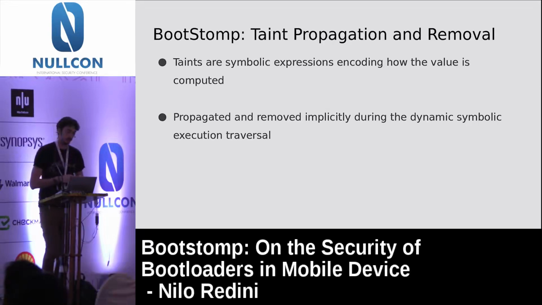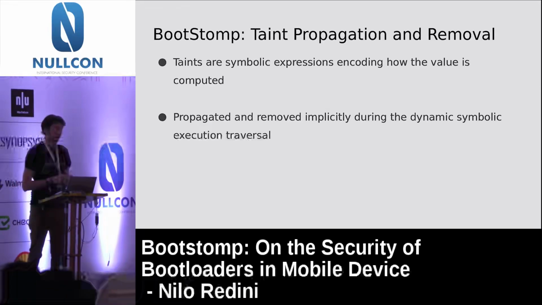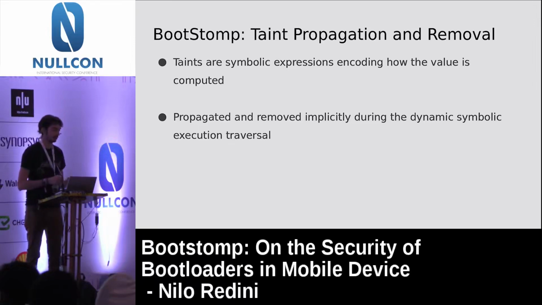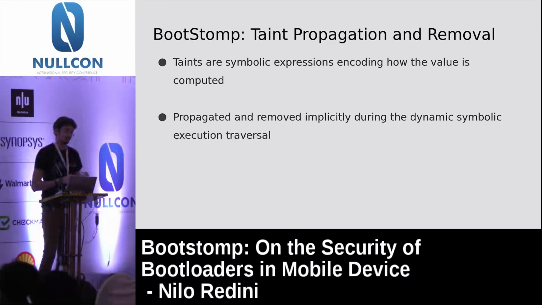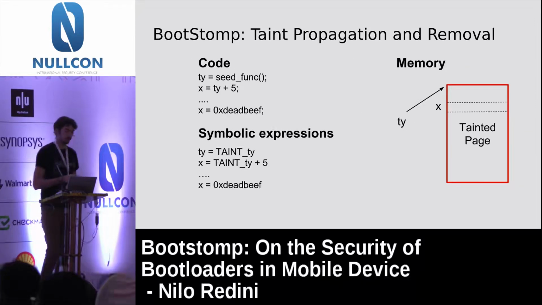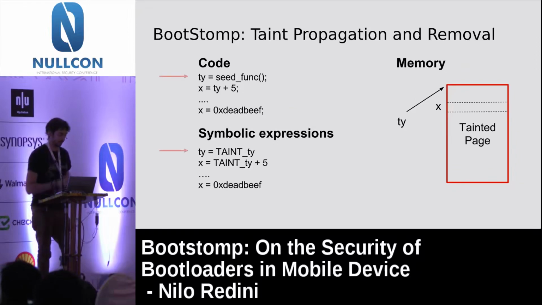Okay, let's talk about taint propagation and removal. Taints in our work are symbolic expressions encoding how the value is computed. Propagation and removal is implicitly done during the dynamic symbolic execution. Let's see how. So let's assume that we have some code. In this case, a seed function is called, and its value is assigned to a variable called ty. In the symbolic world, we create a new dynamic variable called, in this case, taint_ty, whose size we set to be equal to 1 page, so 4K bytes. This new variable is assigned to the variable ty.